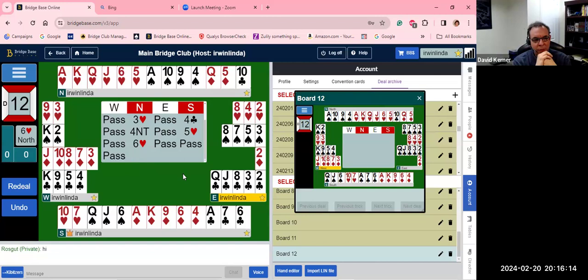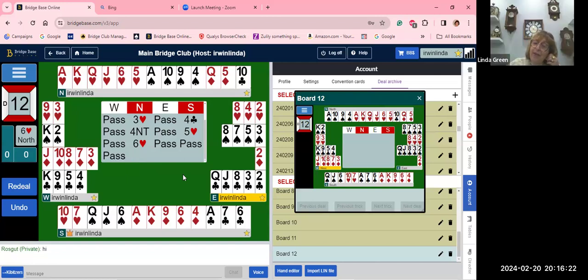Yeah, we missed the slam completely. We ended up in 3 no trump, made the finesse and made 7. Oh my God. No, we have to be in the slam here. But even if you don't play 2 over 1, bidding 2 spades shows a great shape and a good hand.